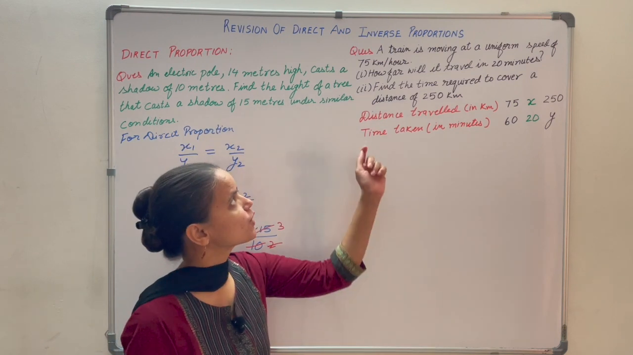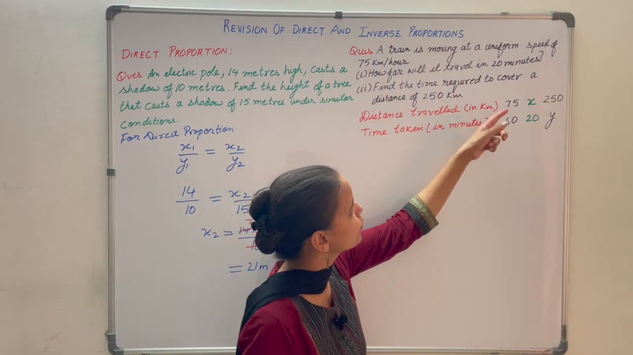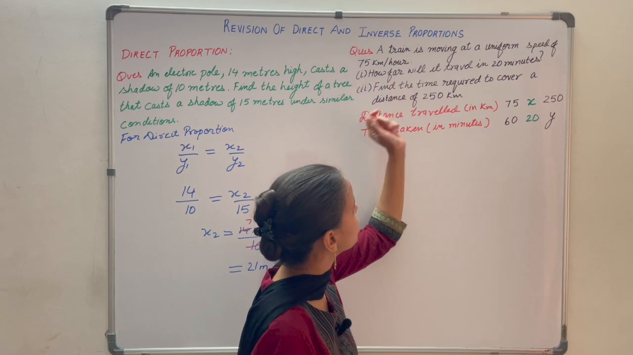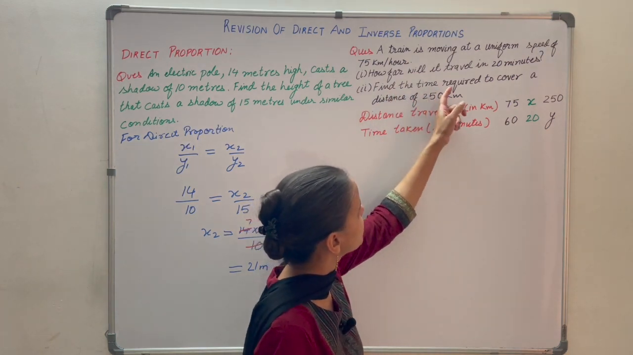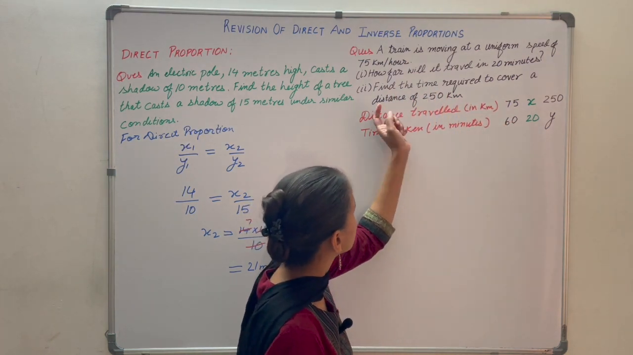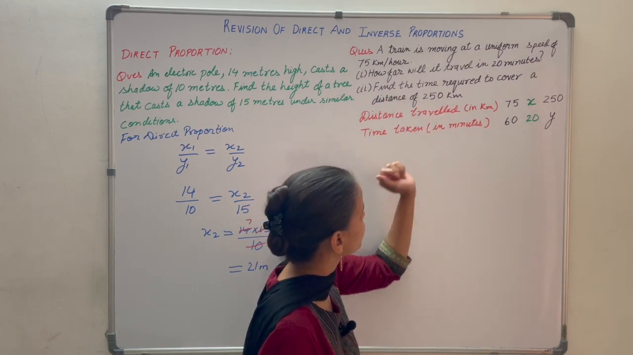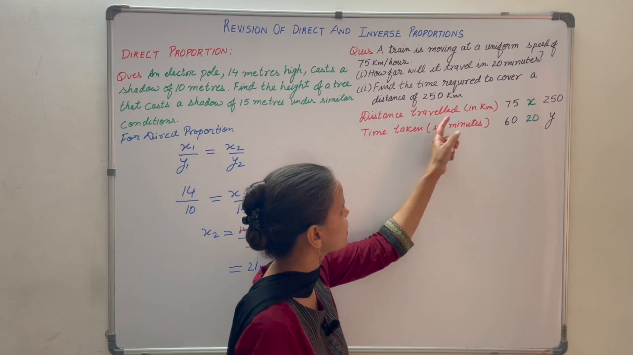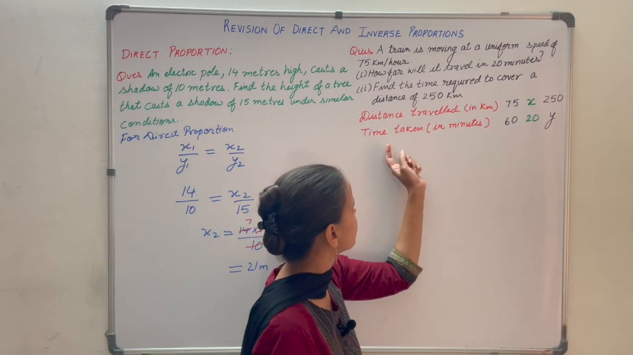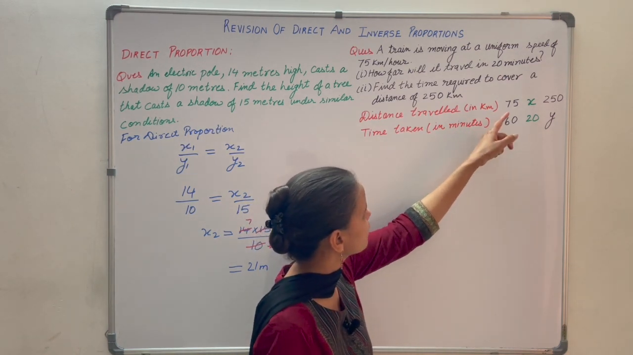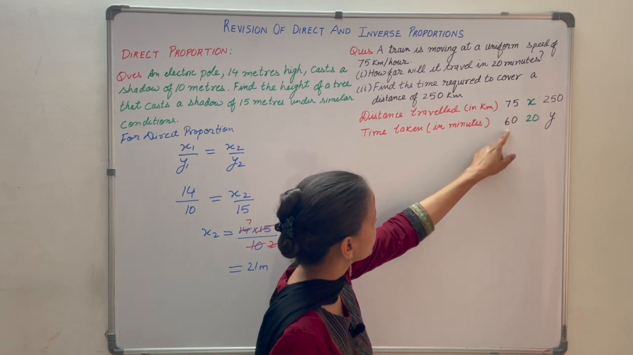Now let us take this question. A train is moving at a uniform speed of 75 kilometers per hour. How far will it travel in 20 minutes? Second part, find the time required to cover a distance of 250 kilometers. So this is given to you. Distance traveled in kilometers and time taken in minutes. So 75 kilometers, the corresponding value is 60.